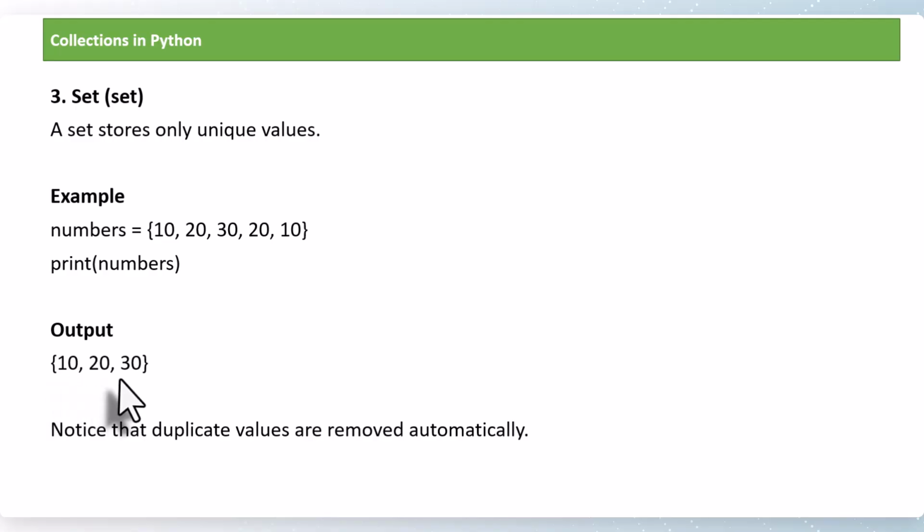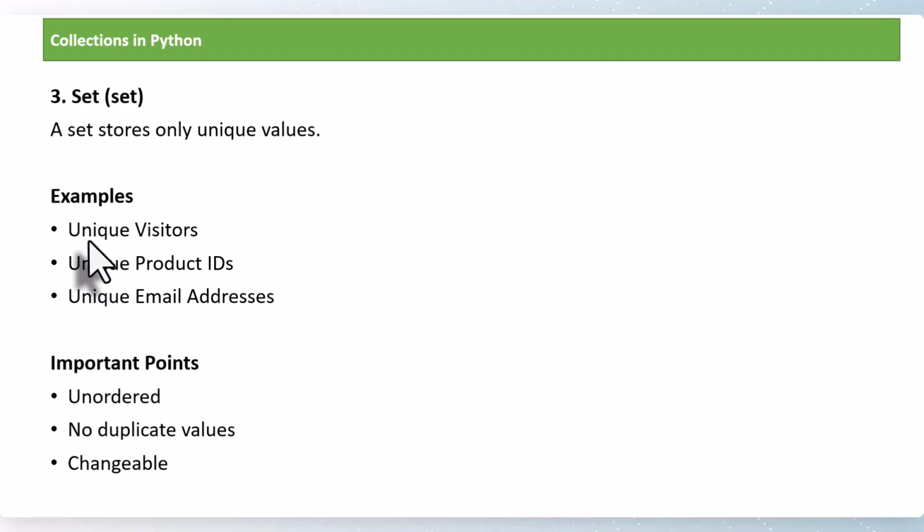You can notice that the duplicates values are removed automatically. You can see that 10 is present in the set 2 times and 20 is also present 2 times, but in the output you are going to get only 1 time. Set stores only unique values.